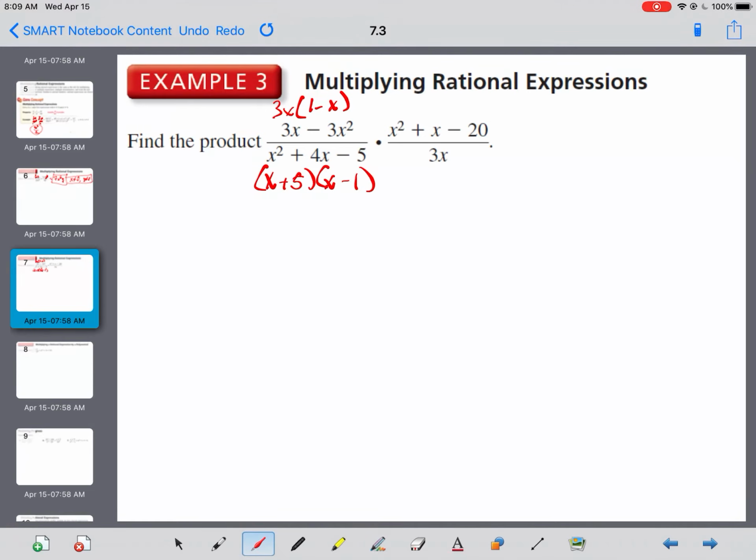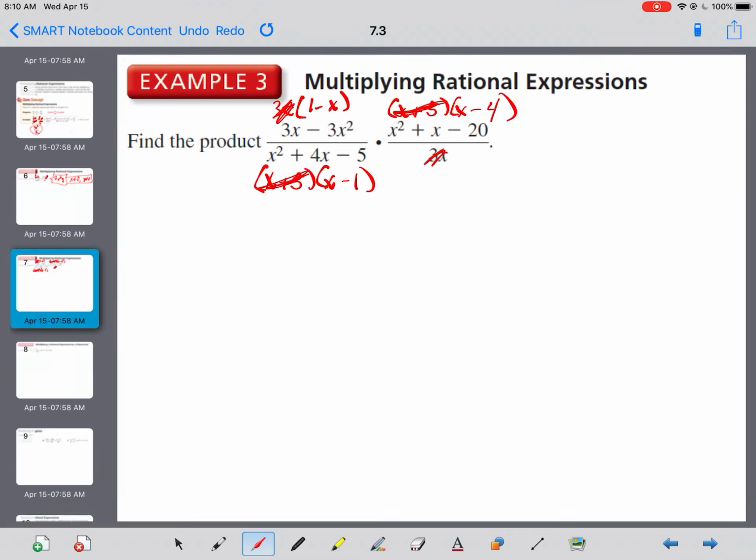Down on the bottom, each one gets an x. Factors of 5 that subtract to 4 would be 5 minus 1. On the top, each one gets an x. Factors of 20 that subtract to 1 would be 5 minus 4. And then we have a 3x. Okay, well, the 3x and the 3x go. We got x plus 5 and x plus 5.